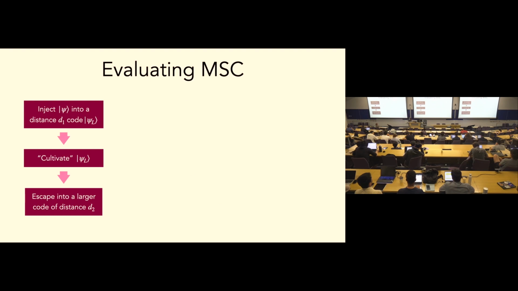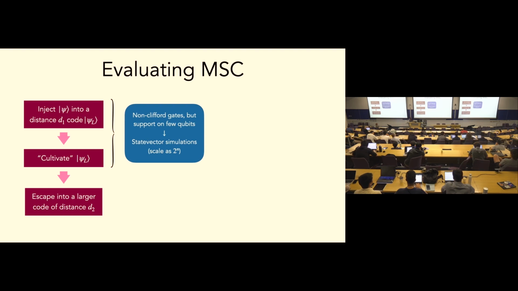There are fundamental challenges to evaluating the performance of magic state cultivation protocols, and they are as follows. If we look at the first 2 stages of our protocol, they involve non-Clifford gates, which are not efficiently classically simulatable. In fact, you have to use state vector simulations to figure out how they perform. And state vector simulations scale as 2 to the number of qubits in your system. Because the first 2 stages have support on relatively fewer qubits, this is currently feasible.